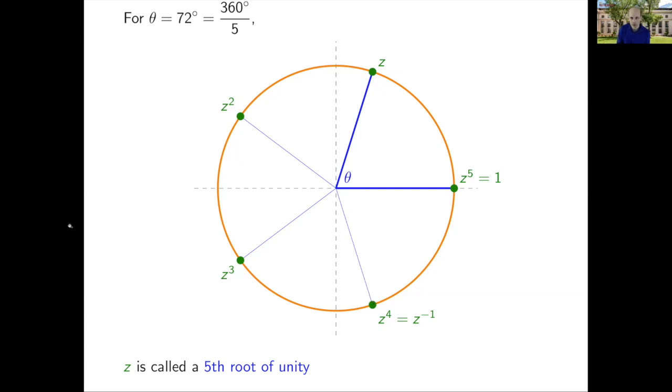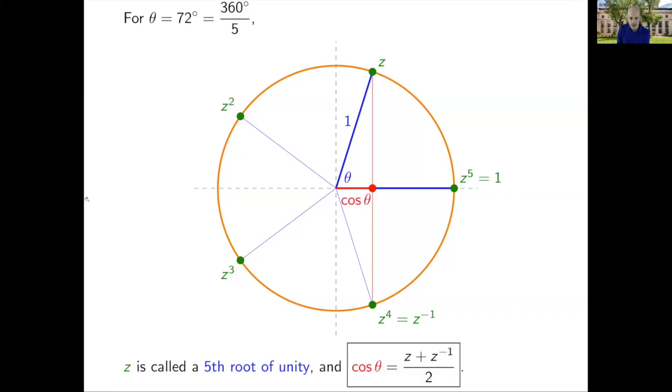Let me put one other number in this diagram. So this red point is another number. You can see it's a real number since it's on this real axis. And now there are 2 ways you can describe what that number is. So one way would be to look at this right triangle here and use trigonometry and say, well, this is length 1. And so if you remember your trigonometry, that red length is going to be cosine theta. But on the other hand, this point is the midpoint between z and z inverse. And so you can also say it's going to be the average of z and z inverse.